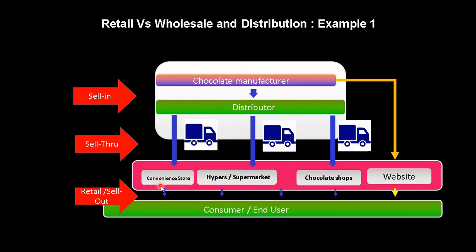This chocolate manufacturer's sellout happens when these convenience stores, hyper supermarkets, and chocolate shops sell to the end user and the customers. At the same time, this chocolate manufacturer decided to overcome the distribution model and sell directly to the end user by using their website. And in this case, there is no distribution, there is direct sell and direct sellout.